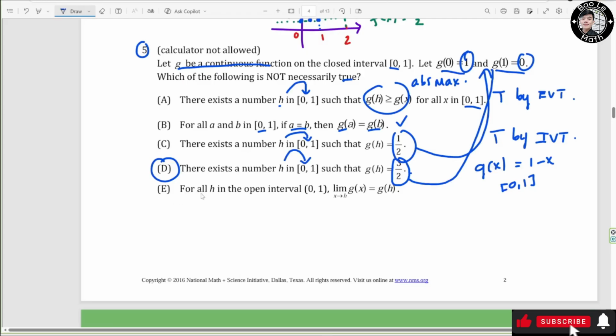Now answer choice E, for all h in the open interval 0, 1, the limit of the function g of s as s approaches h equals g of h. Yes, this is correct because the function is continuous.